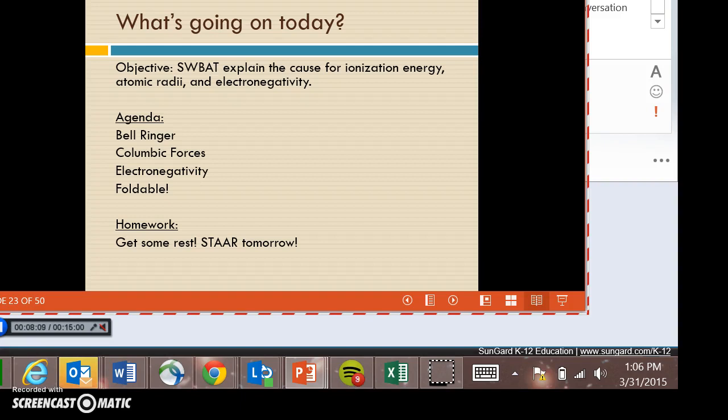For 9th period, I'll have answer keys for you. For 6th period right now, obviously, I'll be walking around helping you through the activity. All right, so I expect you to be working together and working through this activity independently. In about 20 minutes, we'll come back together and we'll talk about electronegativity, and we'll fill in our notes and create a foldable. All right.